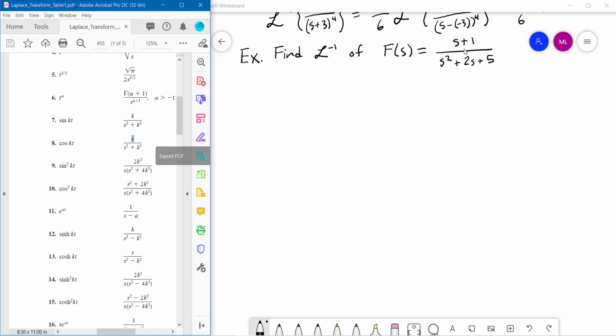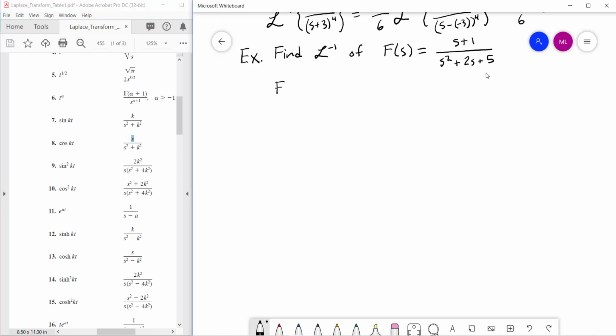So let's try to do this problem maybe two different ways and see if we can get it to work out both ways. So let's start with our F of s. F of s has a few candidates in the table. So here's going to be approach 1.